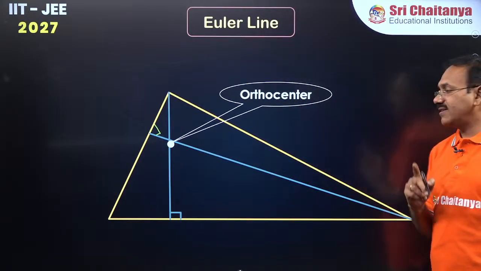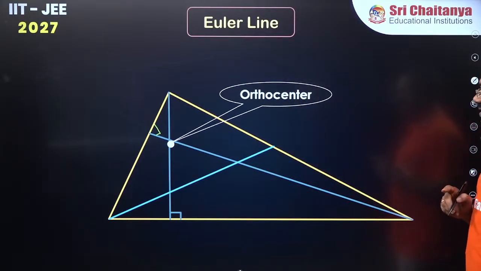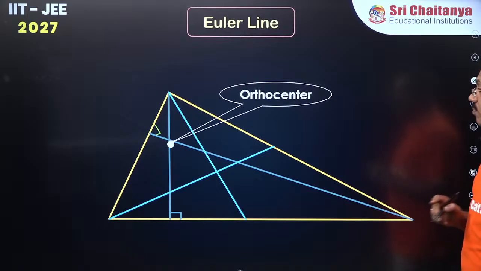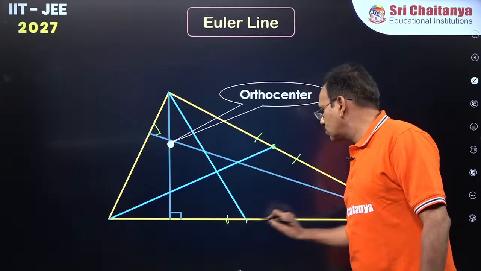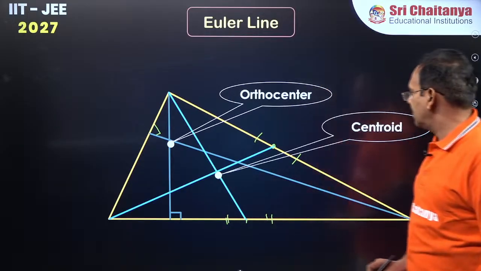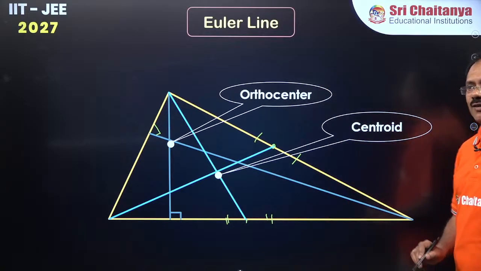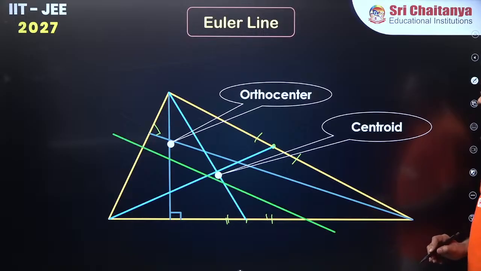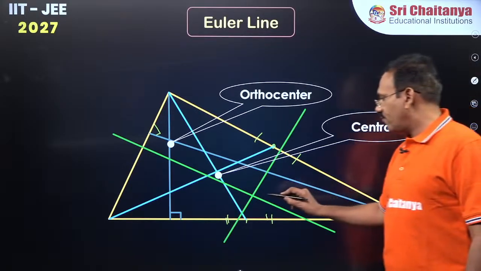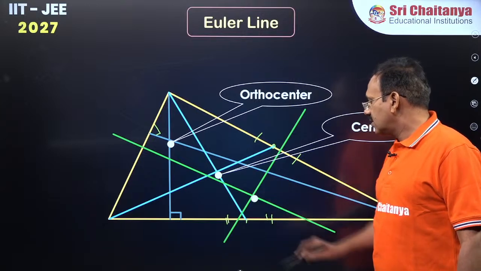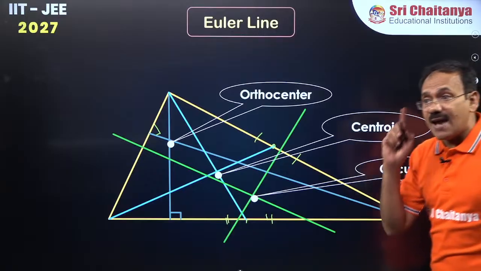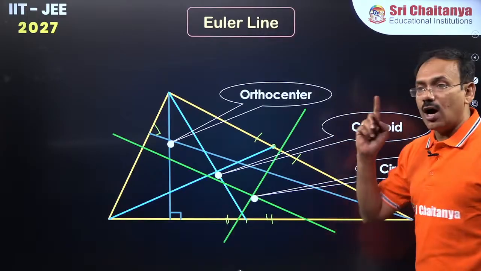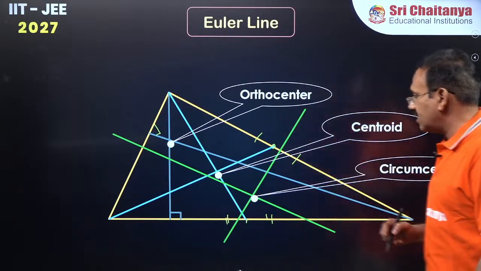Clear? And in the same triangle, I have drawn two medians. These are medians, guys. These two are equal, these two are equal. So this is nothing but the centroid. Now, perpendicular bisectors, two are enough because we already know they are concurrent. This point is called the circumcenter. Got it? In the same triangle, I have plotted the orthocenter, circumcenter and centroid.